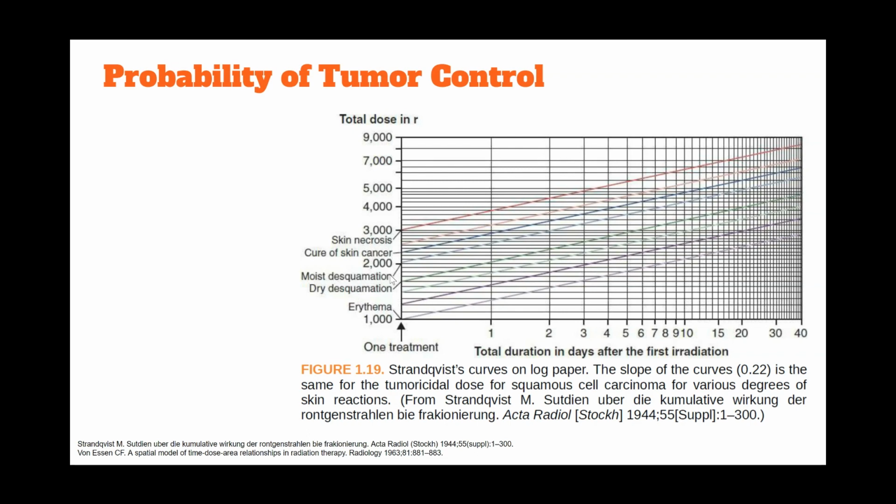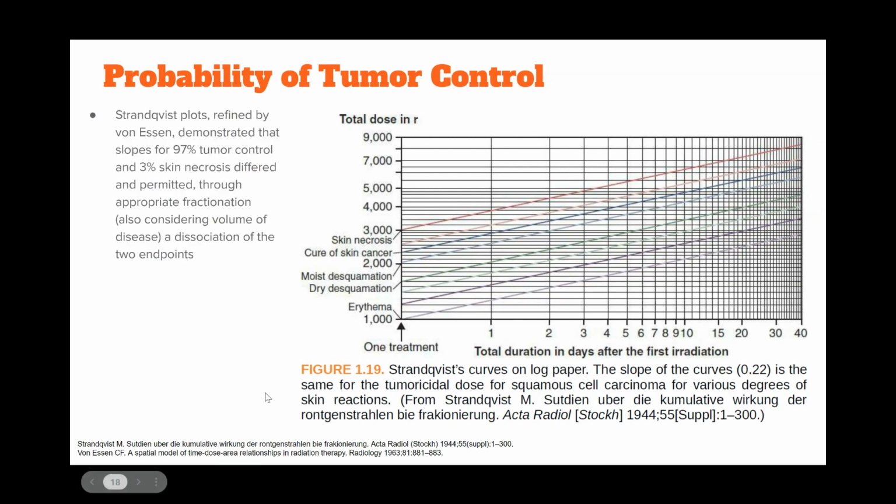When did dry desquamation come in, moist desquamation come in, cure of skin cancer come in, and skin necrosis come in? So it was basically with these plots that the initial dose was decided for treatment of skin cancers: at what dose, how much erythema can we expect, and in how many days should we treat the patient. So these plots were defined by von Essen, and he demonstrated that 97% tumor control and 3% skin necrosis could be possible if appropriate fractionation was used.